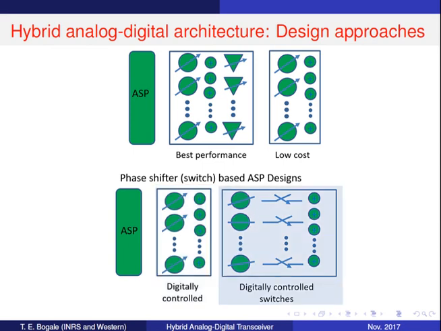The second one is to apply adders and predefined phase sets of phase shifters with digitally controlled switches. The motivation of this approach is because the cost and energy consumptions of switches are much less than phase shifters. Under this principle, the goal is to design the ASP with the minimum number of phase shifters and switches.